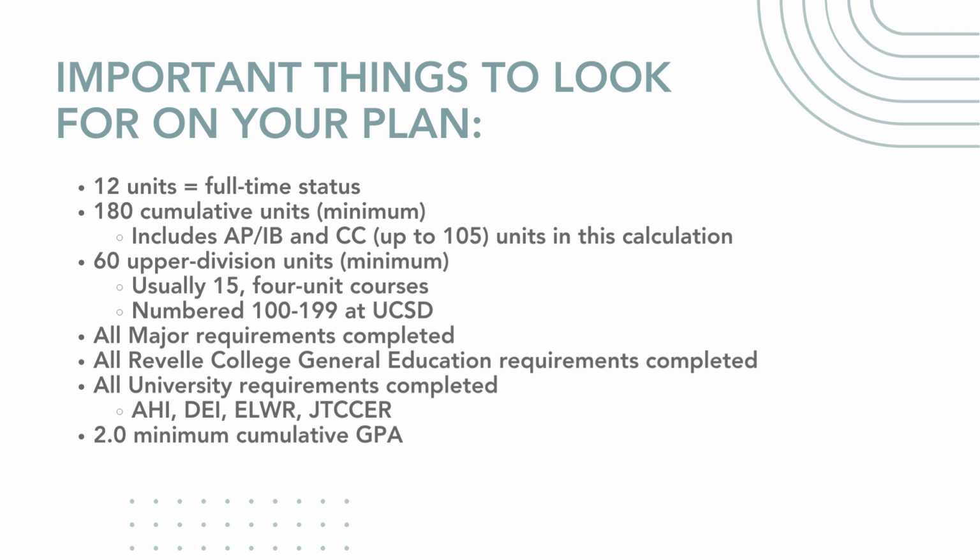This includes AP, IB, and CC, up to 105 units in this calculation. 60 upper division units minimum, usually 15 4-unit courses numbered 100 through 199 at UCSD. Most majors require 48 upper division units, so double check your degree audit. Next, having all major requirements, Revell College general education requirements, as well as university requirements completed. This includes AHI, DEI, ELWR, JTCCER. And lastly, having a 2.0 minimum cumulative GPA.